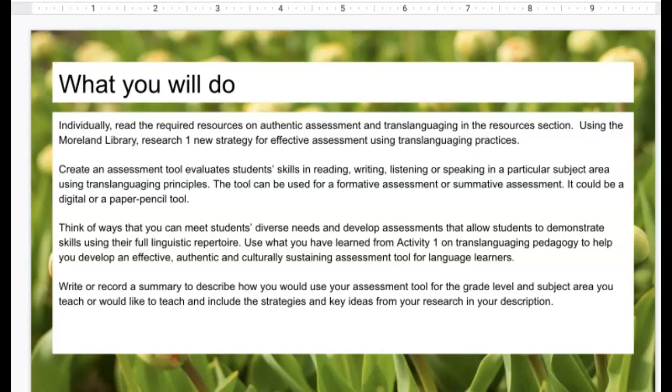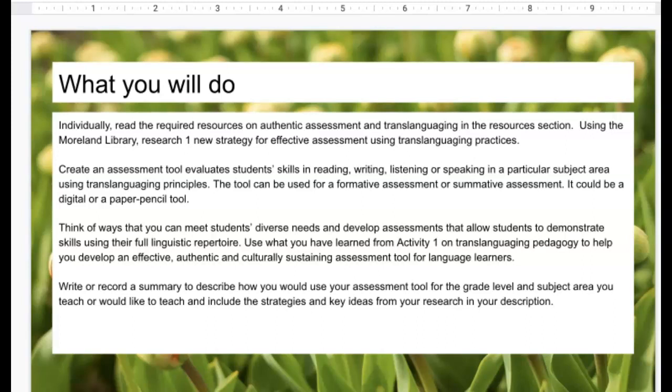So you're going to create an assessment tool that evaluates students' skills in reading, writing, listening, and speaking in a particular subject area using translanguaging principles. So let's say, for example, you're going to assess them in reading. You're assessing them in reading, but you may be weaving in the other domains as a way to assess their reading. So think about it in terms of that. Okay, it's okay to use their different domains to check for a certain skill. So like if you're going to check for their listening, you could have them integrate some of their reading, writing, and speaking as well, right?